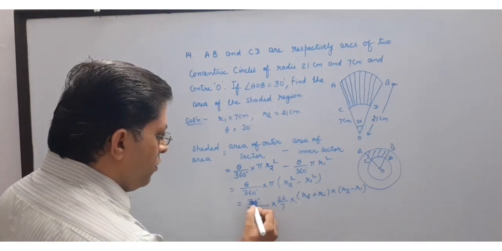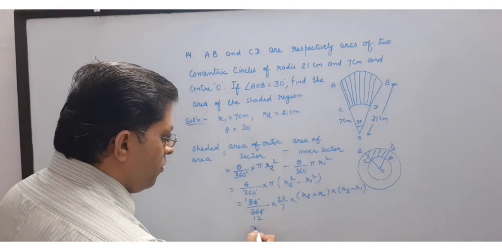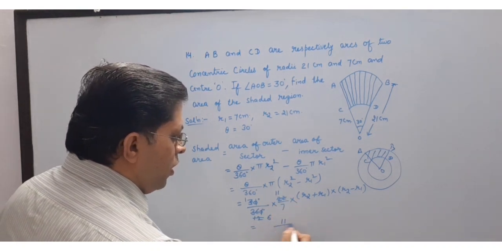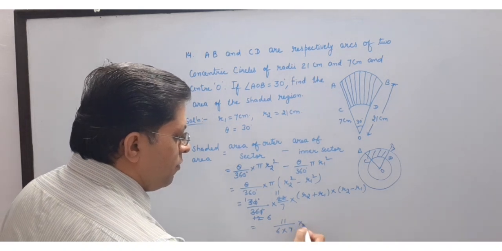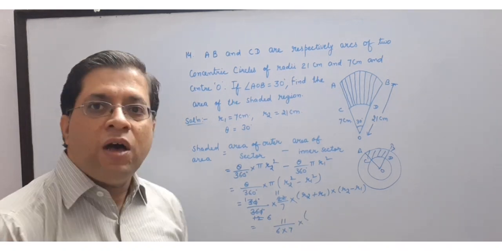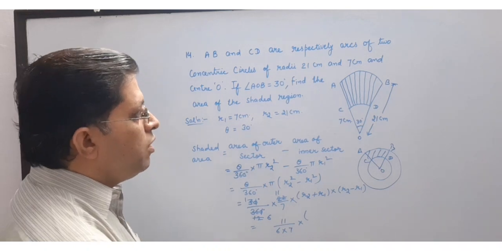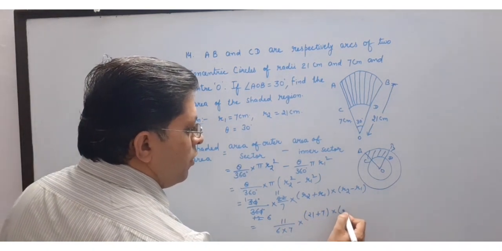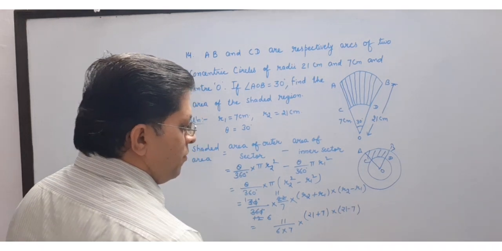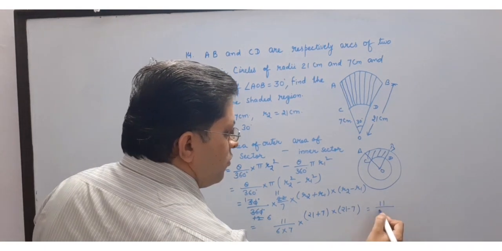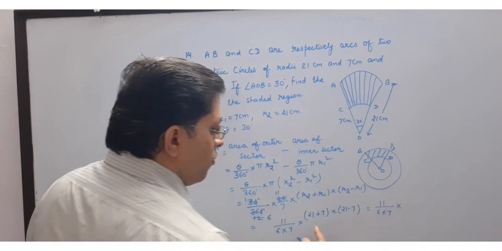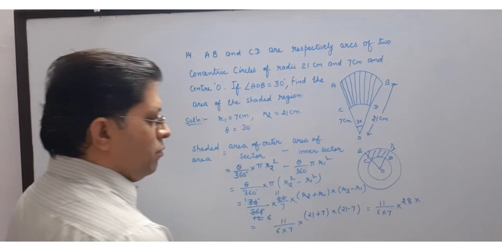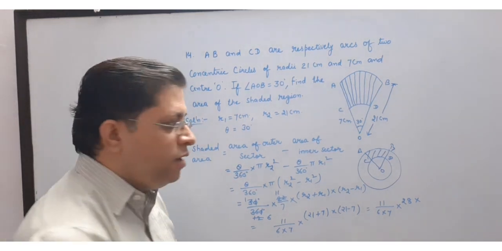0 to 0 cut. 3 1s are 3, here is 12. 6, here is 11. So 11 upon 6 into 7. Here R2 plus R1 will be what? R2 plus R1, 21 plus 7. And here 21 minus 7. 11 upon 6 into 7. 21 plus 7 is 28. And 21 minus 7 is 14.